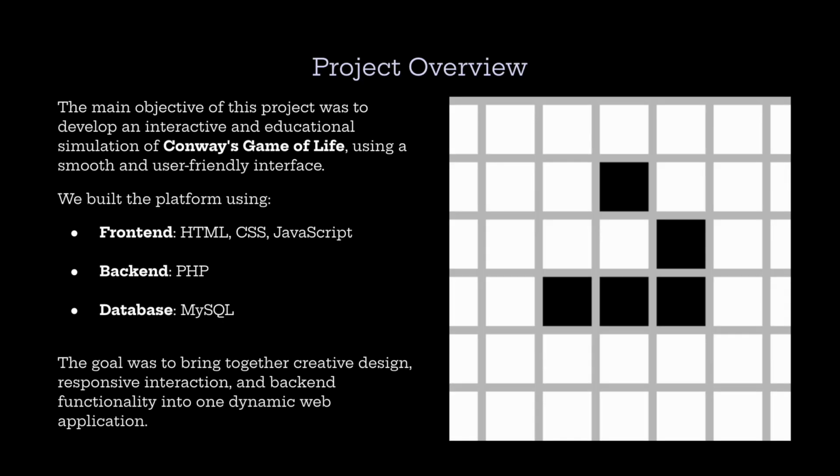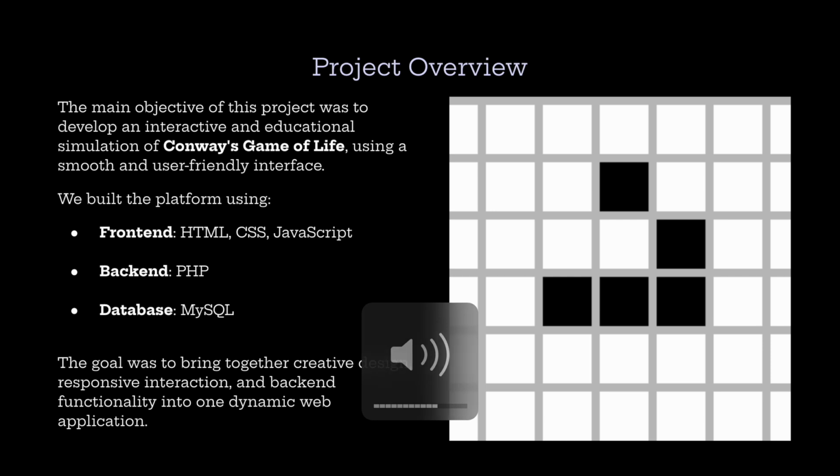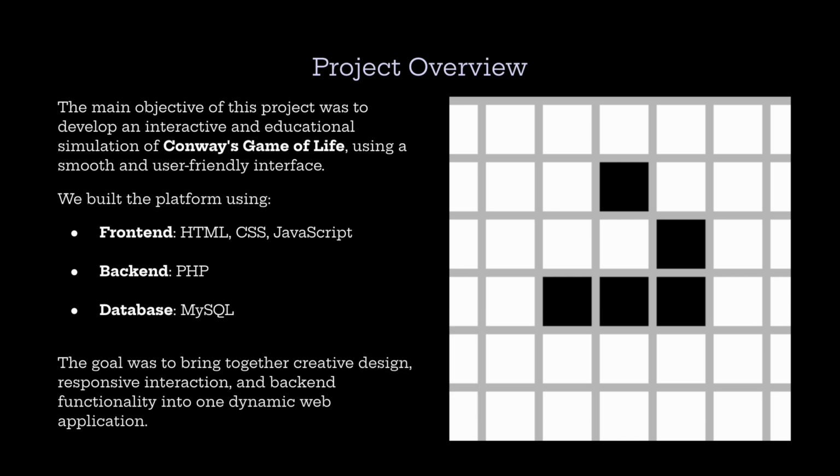Our main objective was to create a smooth interface simulation of Conway's Game of Life, which is a classic cellular automaton that uses both front end and back end technologies. We built the interface with HTML, CSS, and JavaScript, handled server side logic with PHP, and used MySQL for data storage. This project was about blending creative front end work with back end functionality into a single experience.